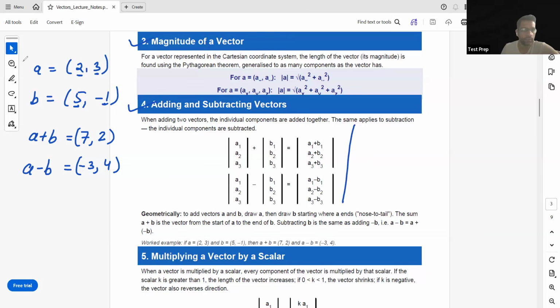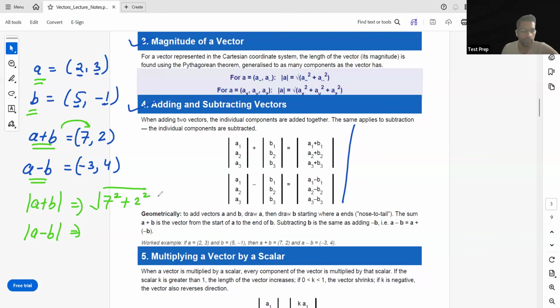In case they will give you the two vectors and you have to find the magnitude of A plus B and magnitude of A minus B. They can ask also. So first of all, we have to find the value of A plus B and A minus B. After getting the value of A plus B and A minus B, then you have to find the magnitude. Magnitude is equal to under root of sum of the square of x-axis and y-axis. So under root of 7 square plus 2 square.